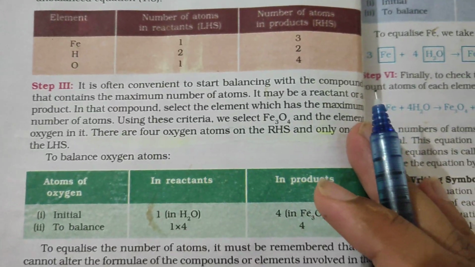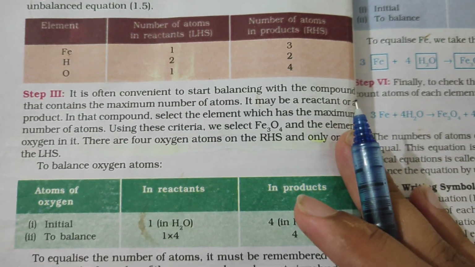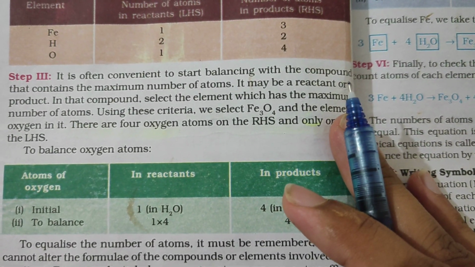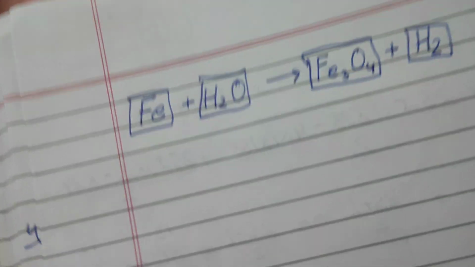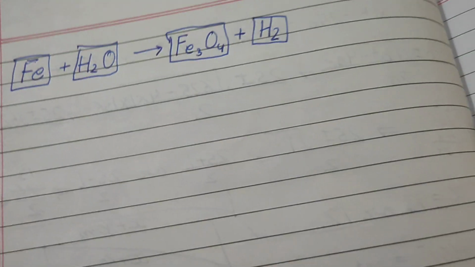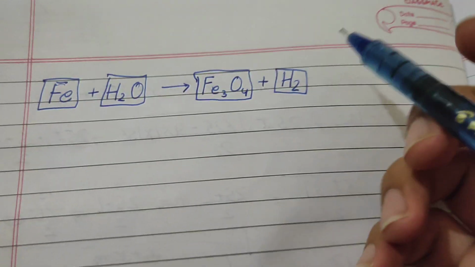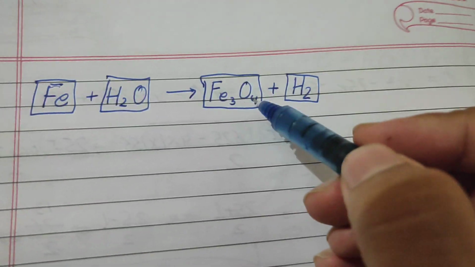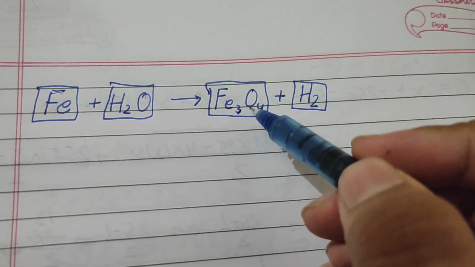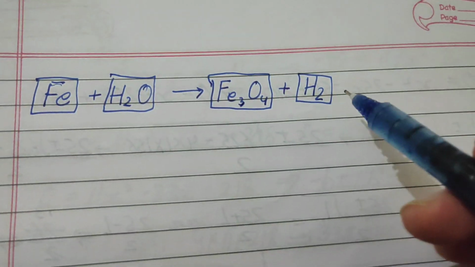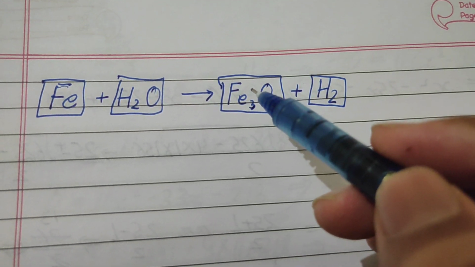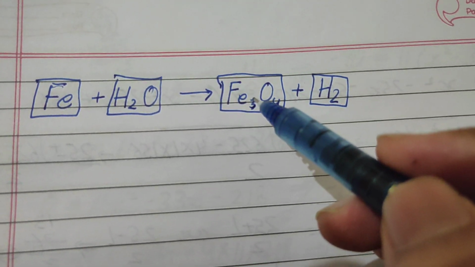It can either be a reactant or a product. In that compound, select the element which has the maximum number of atoms. Using these criteria, we select Fe3O4. Since we can clearly see that the compound that has the maximum number of atoms is this. This has 4 plus 3, 7 atoms, whereas no one else has 7 atoms. So first we will try to balance this one. So how can we balance this?